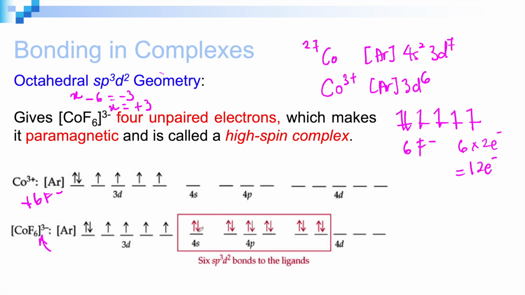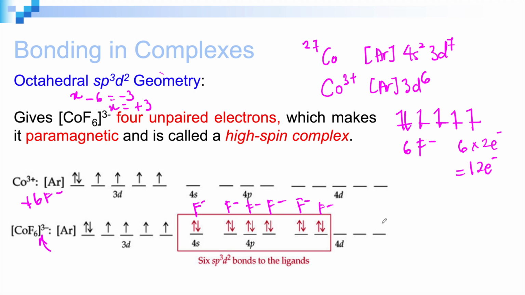So if you add on the 12 electrons from the 4s until the 4d, this is the electron from the first fluoride, second, third, fourth, fifth, and also 6th. So 6 times 2 will give you 12 electrons. So here you have the sp3d2 bonds to the ligand with coordination number of 6.